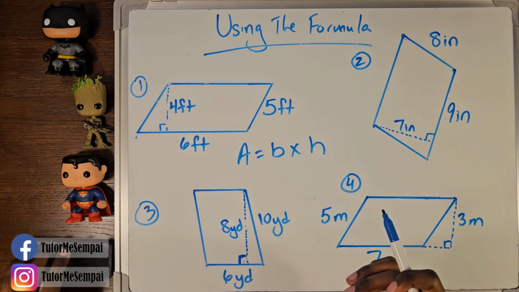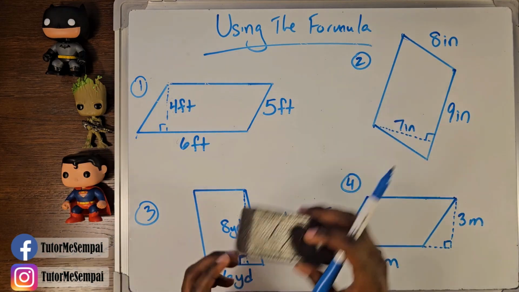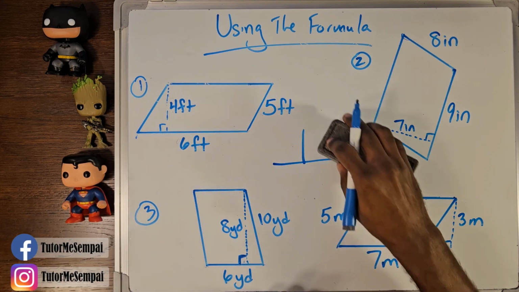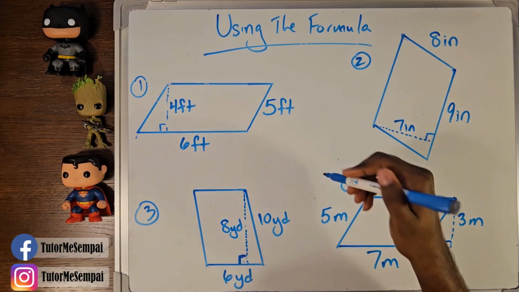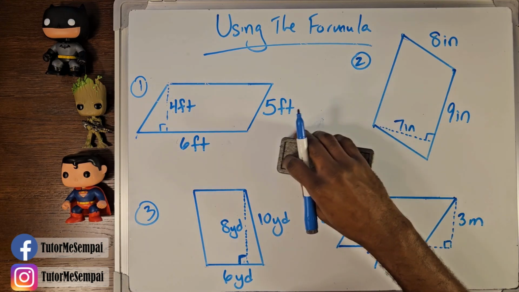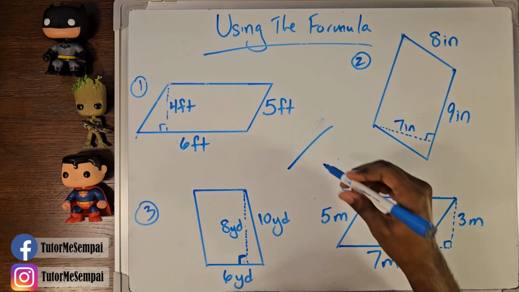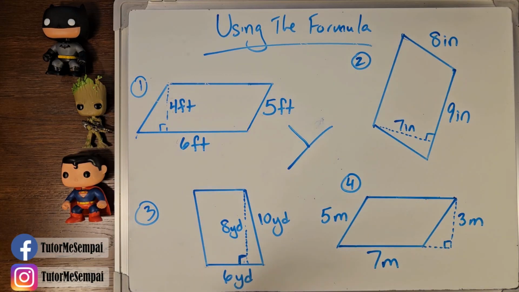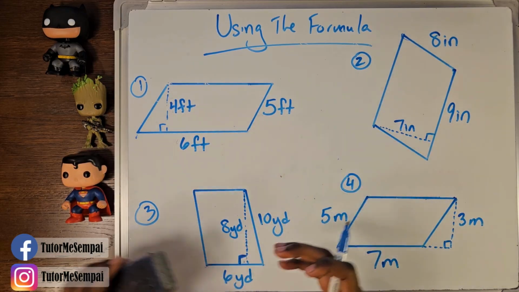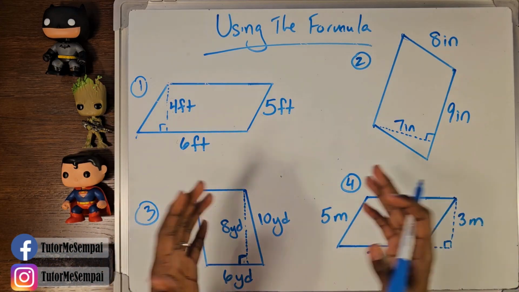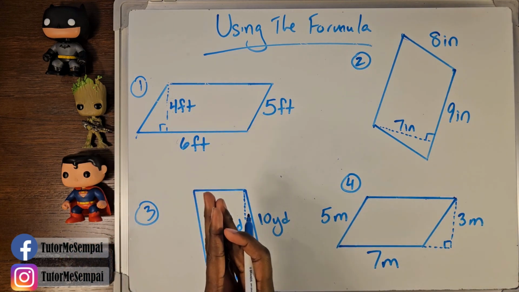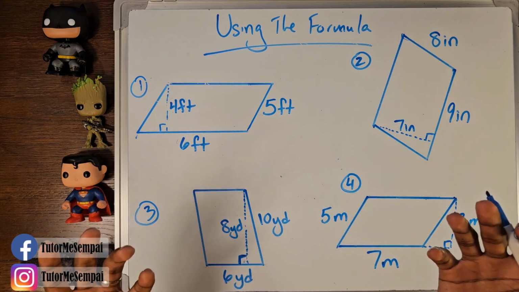Now, what does that mean? Well, that means that if you choose a base that's like this, your height has to go up. If you choose a base that looks like that, your height has to go out. If you choose a base that looks like this, your height has to go out. It has to be perpendicular to the base you choose. So that may restrict you in which bases are available to you, which sides can be bases. So we're going to look at these 4 different parallelograms and try to determine which side is the base based on what height makes sense.